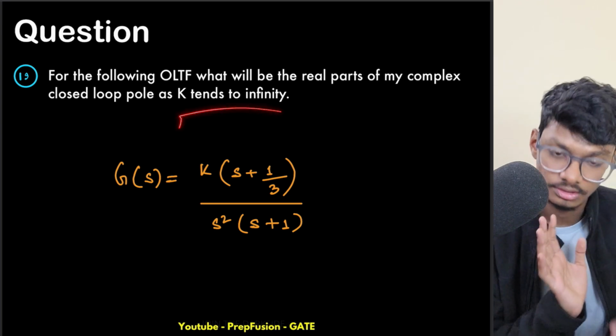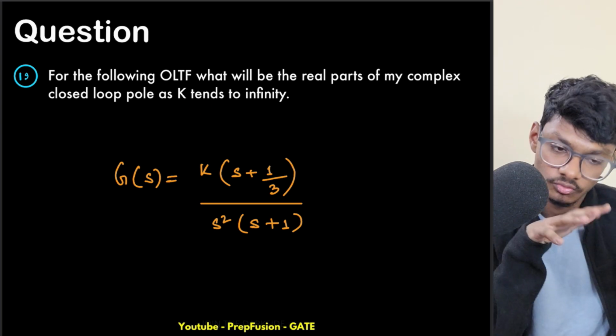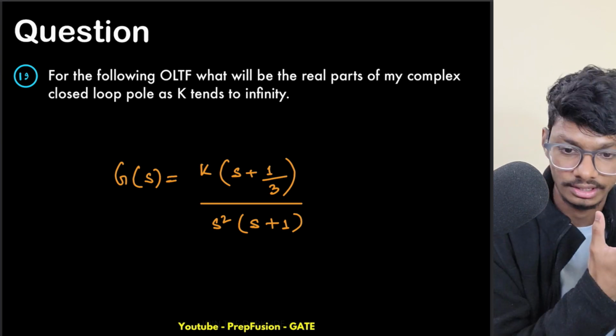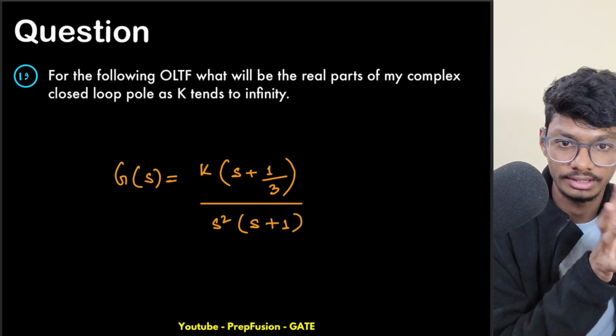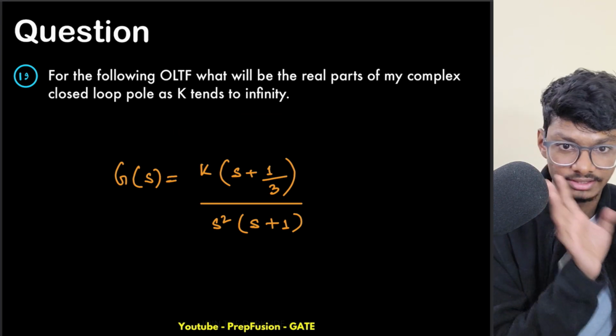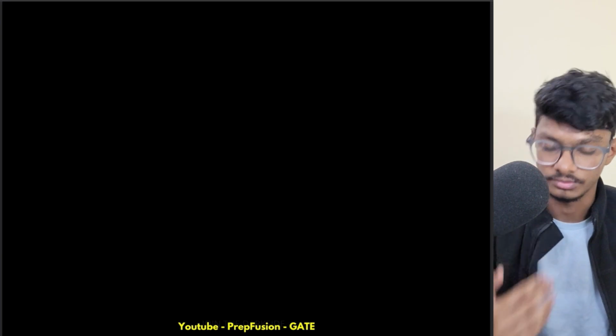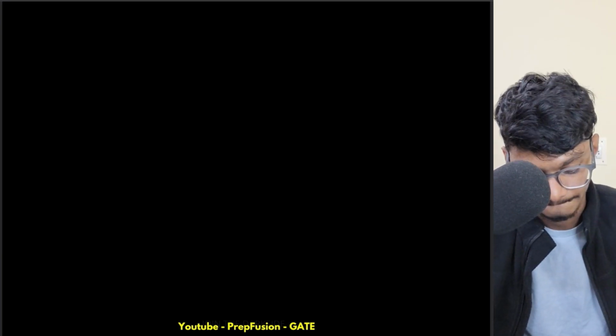So they are telling us about k tends to infinity. First we'll think about the asymptotes. Where does my asymptote lie? Where does my centroid lie? All those things as k tends to infinity. So first let me draw the pole-zero diagram, and from there you'll get a brief idea.